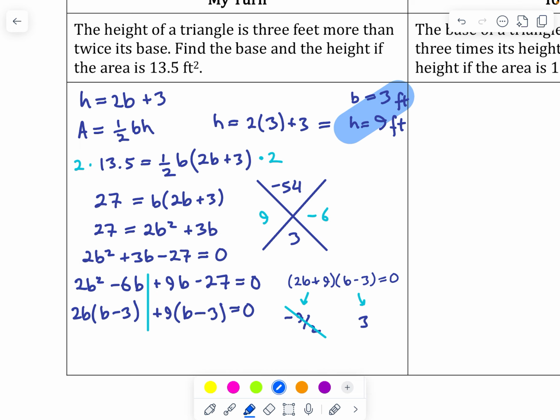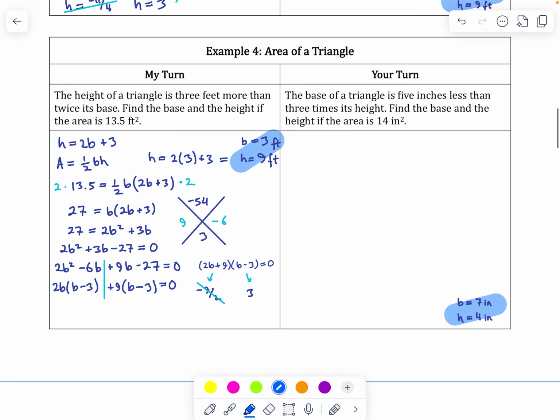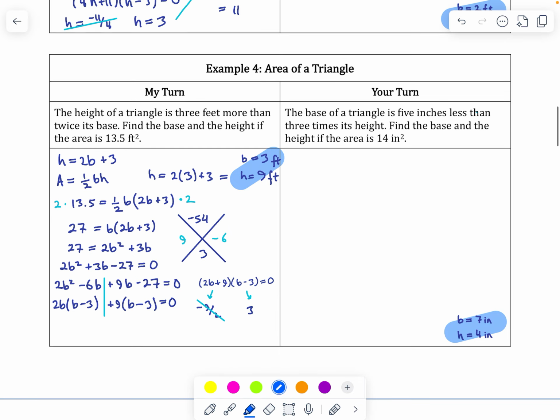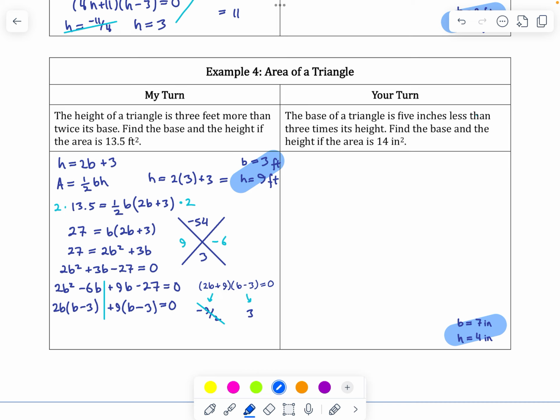Awesome. All right. Pause the video. Try the your turn version on your own. Same exact problem. The answers are there below for you. See if you can successfully set this up and go through the steps and arrive at the solution on your own.